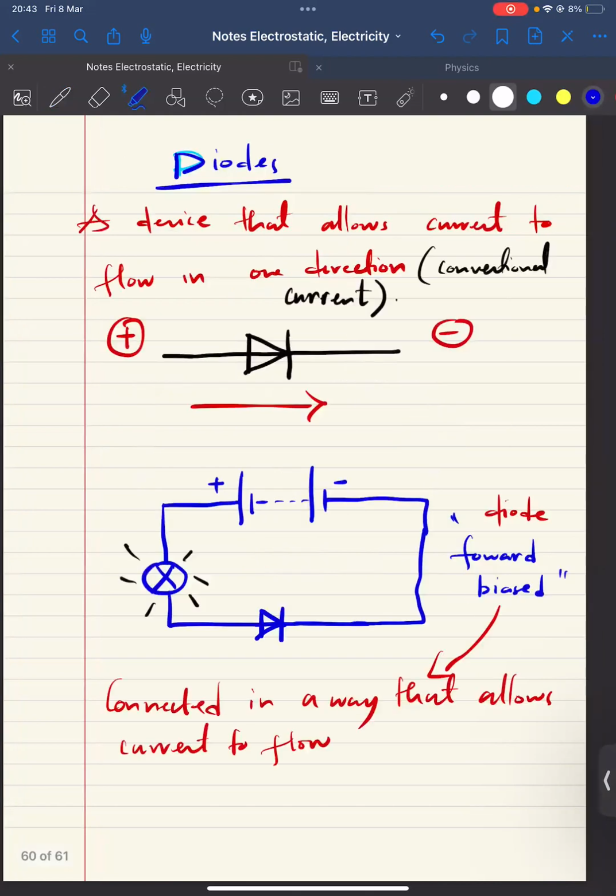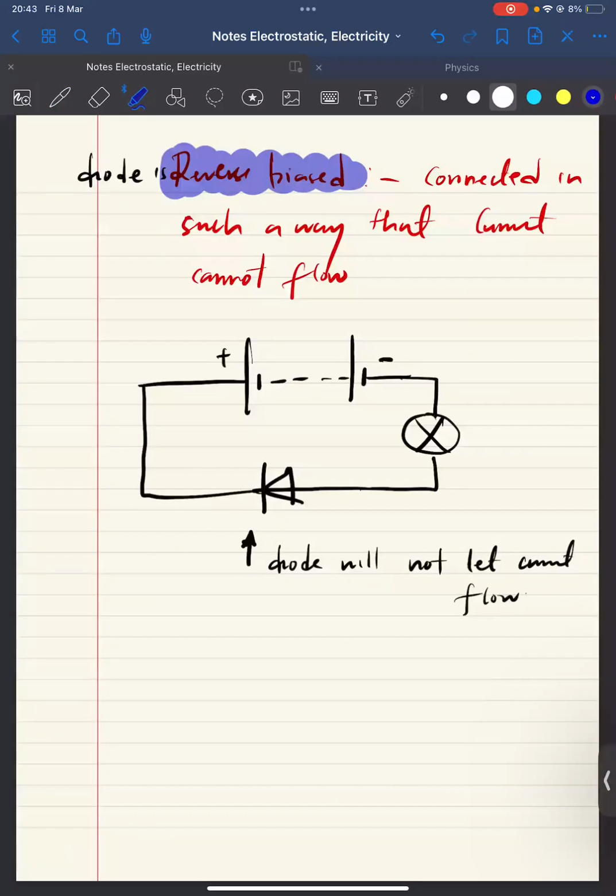So a diode is a device that only allows current to flow in one direction. It has two modes of connection. It is either forward biased or reverse biased. What is forward biased? It means it has been connected in such a way that the current can flow. What is reverse biased? It means the diode has been connected in such a way that current cannot flow.